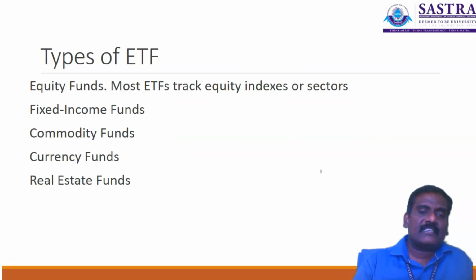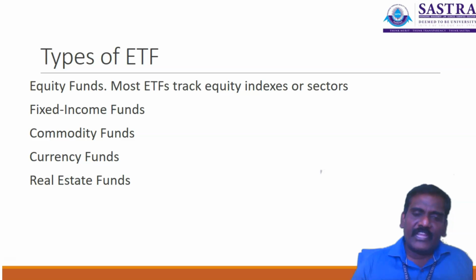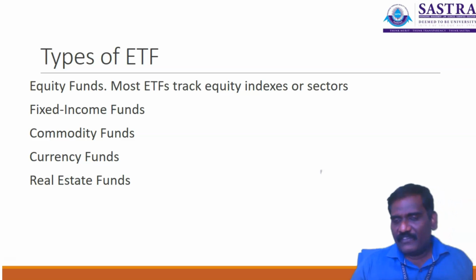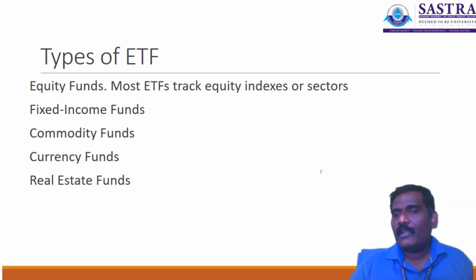There are certain types of exchange traded funds that can be classified as equity funds. Most of the exchange traded funds in the market can be in the form of an equity index or a sectoral index, or in the form of direct equities. It means investments into direct equities, equity funds, fixed income funds, exchange traded funds, and commodity funds like gold exchange traded funds, currency exchange traded funds, and real estate exchange traded funds, investing in real assets. So these are the different investments in exchange traded funds.